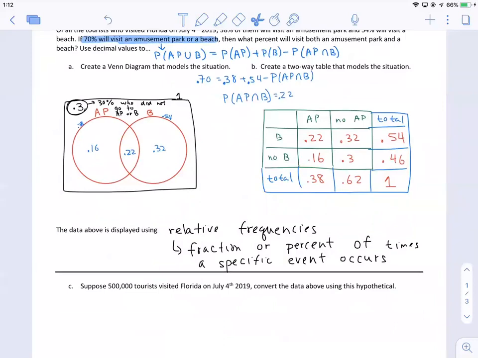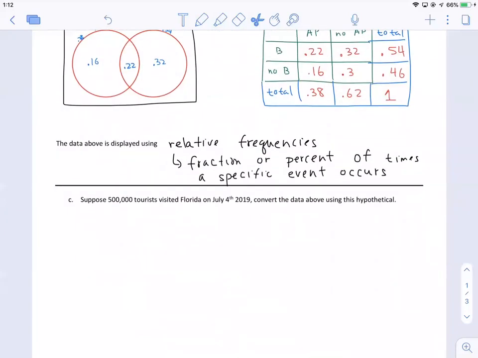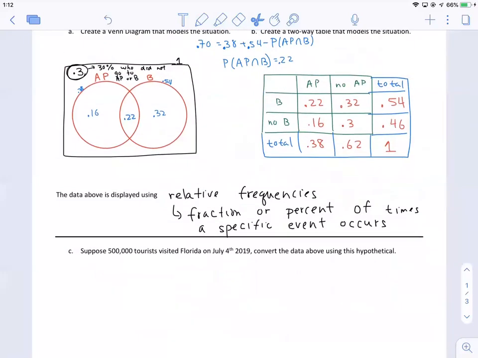All right, so what we did above, we made relative frequency tables. We represent our data using relative frequencies. But suppose 500,000 tourists visited Florida on that date. Convert the data above using this hypothetical.